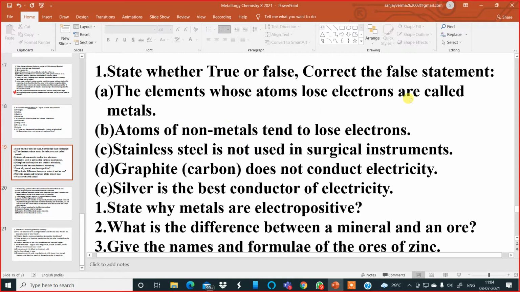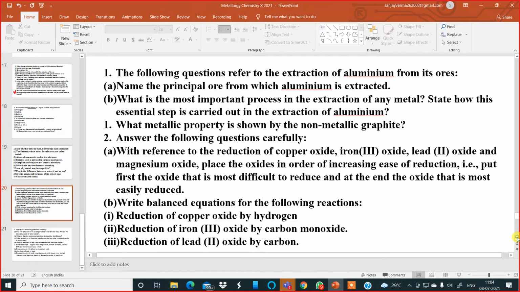State true or false, and also correct the false statement. Okay. 1A. The elements whose atoms lose electrons are called metals. Is it true? The elements whose atoms tend to lose electrons are metals. False. Stainless steel is not used in surgical instruments. False. Graphite does not conduct electricity. False. Silver is the best conductor of electricity. No, it is false. That is how you have to solve this question. Understood? Are you getting it, boys?